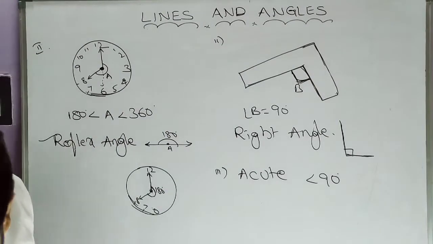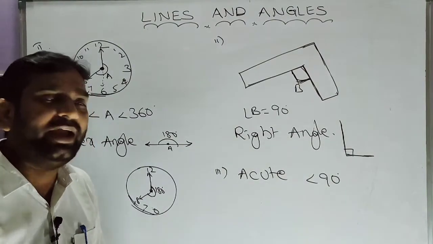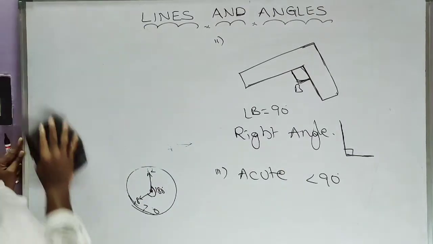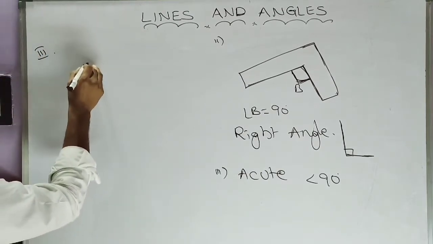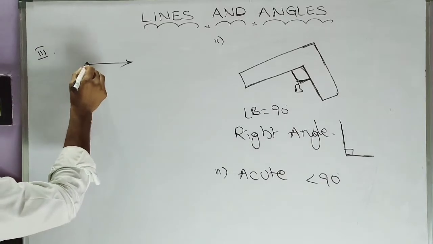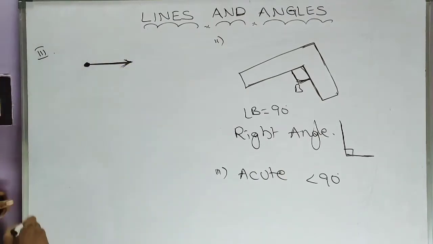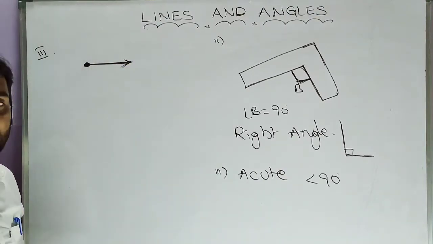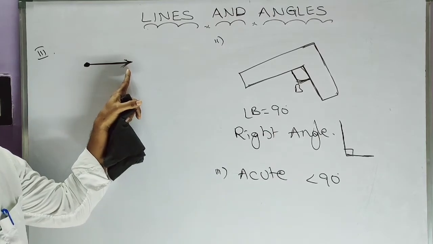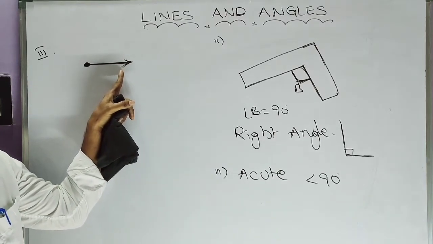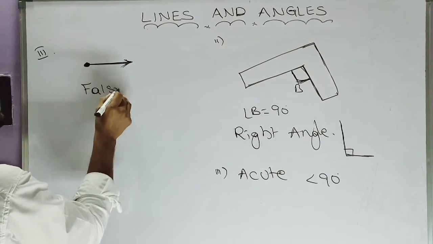Next, third bit. Here the third bit questions are: a ray has no end point. Is it true or false? What is the definition of a ray? We have to recall. Actually, a ray is like this. It has one end point. On the other side, it moves endlessly in a specified direction. Yesterday I gave the definition: it has one end point and moves endlessly in a specified direction, that is called a ray. But the question says a ray has no end point, but it has one end point. So the given statement is false.